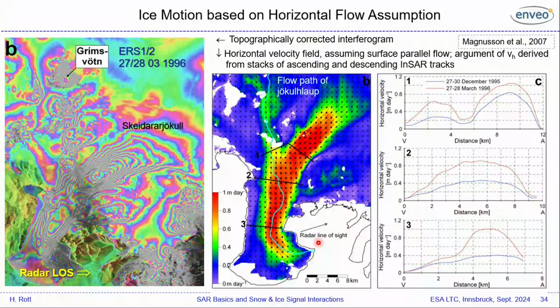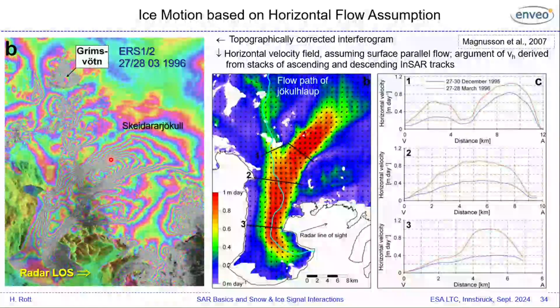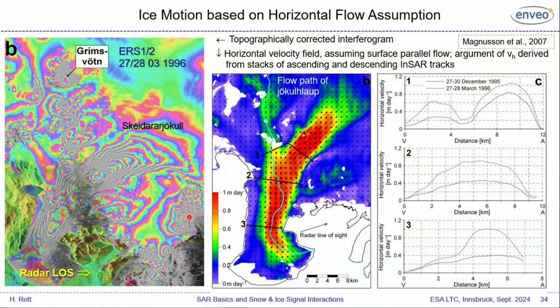This is another example, which Eyjólfur Magnússon from Iceland made in his doctoral thesis. This is quite interesting because he looked for water outbreaks and precursors of water outbreaks from subglacial lakes, like Skeiðarárjökull, the water outbreak from Grímsvötn, a subglacial caldera. At that time we had only this single interferogram, but from previous dates we had interferograms from ascending and descending orbits.